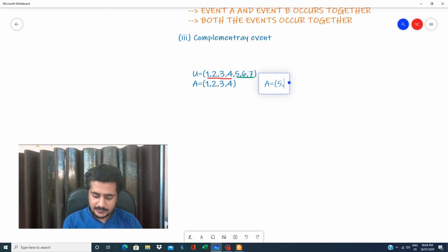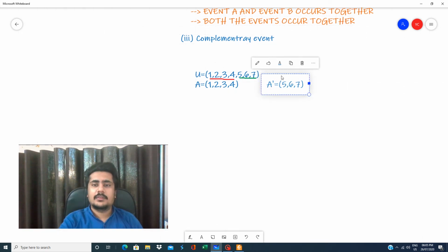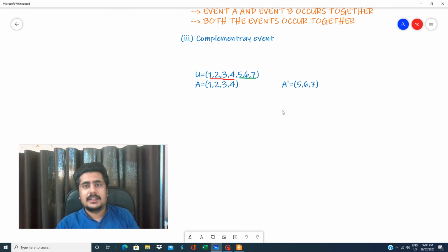So these 5, 6, 7 are known as complementary, and this 5, 6, 7 is denoted as A dash. This is A dash, that is A complement. So A complement is 5, 6, and 7. A is 1, 2, 3, 4. A dash is 5, 6, and 7.